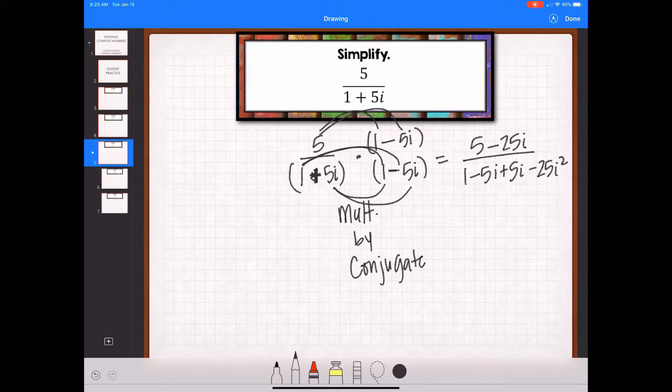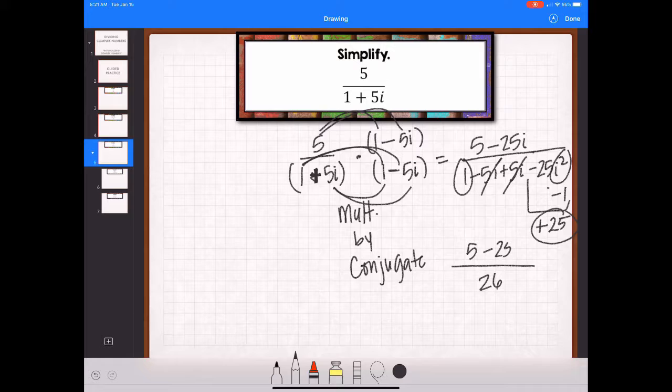-25i squared. So now I'm going to simplify the denominator more. The -5i and the +5i cancel each other. This i squared is switching out to -1. So really this value is -25 times -1, which is +25. So the total value of my denominator is 1 plus 25, which is 26. And then my numerator, 5 minus 25i.